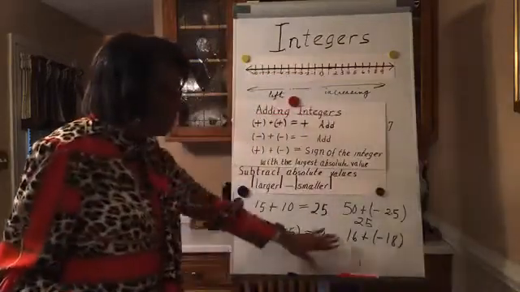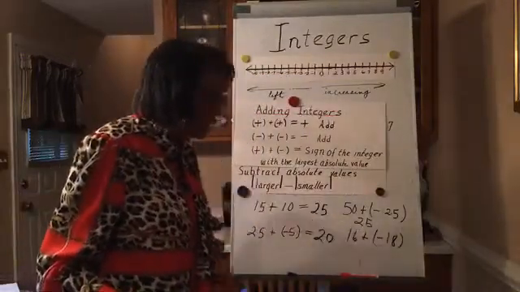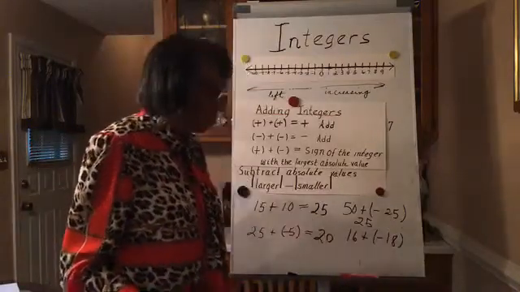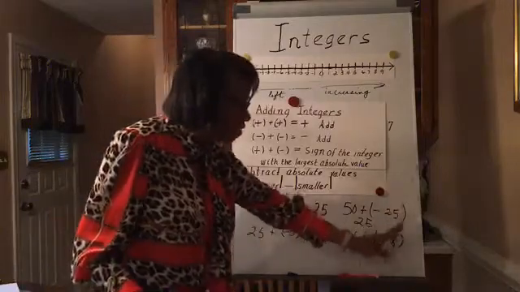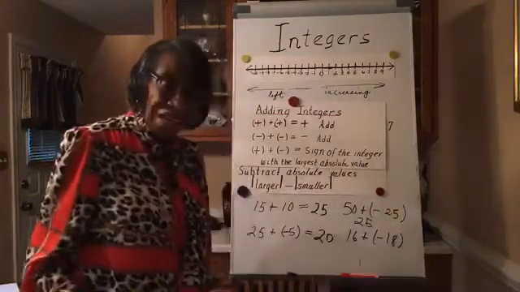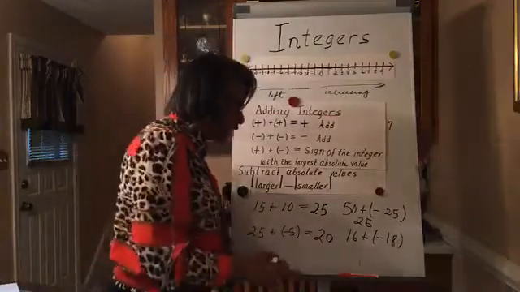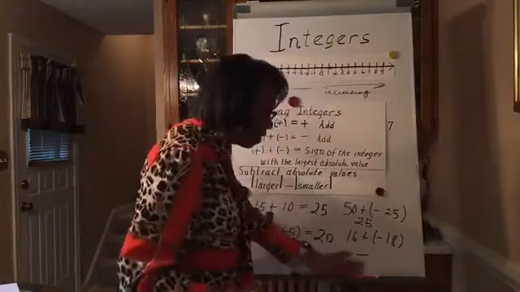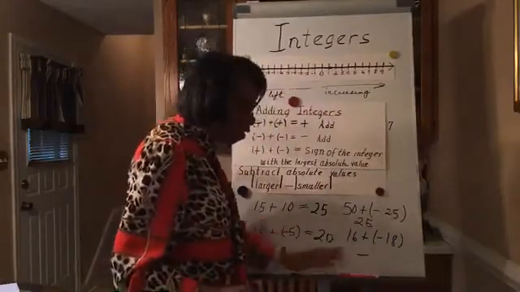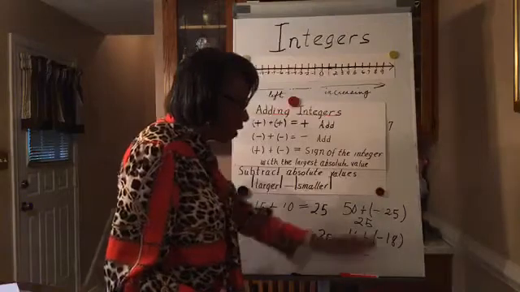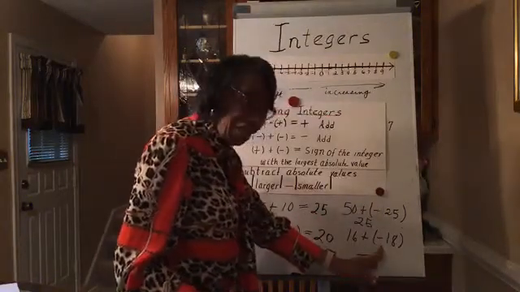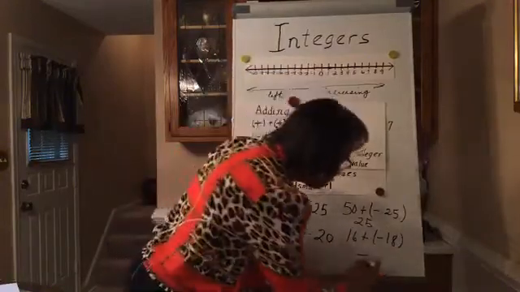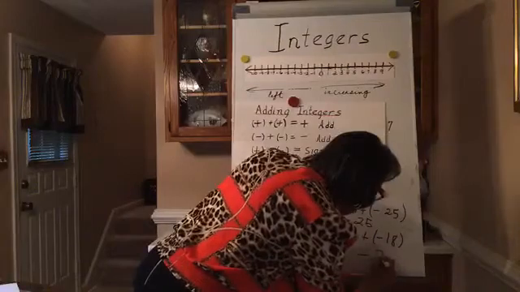All right, and then we have 16 plus negative 18. The sum is going to be negative because the number with the larger absolute value is negative, which is negative 18. So I always make sure I write that first. And now I have to subtract the absolute values. The absolute value of negative 18 is 18. 18 minus 16 is, negative 2.